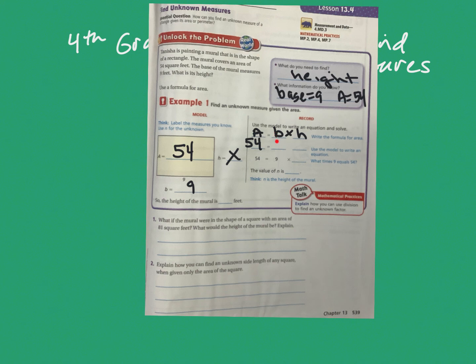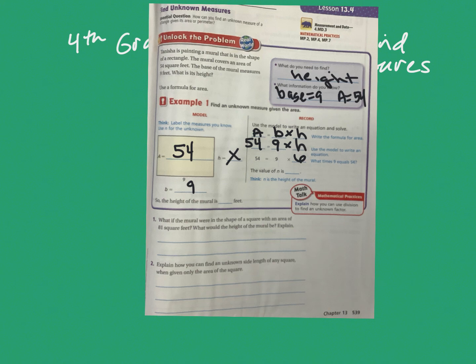They did give me the base as well. So I'm going to replace that with 9 because I know what that is. What I don't know is the height. And that's the mystery I need to solve. Well, in order to get 54, I would have to multiply 9 by what number? Right, 9 times 6. Good thing we know our math facts, right? 9 times 6 is 54.